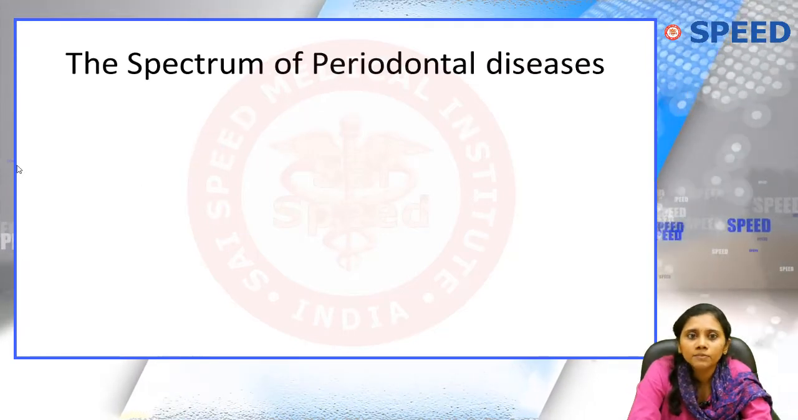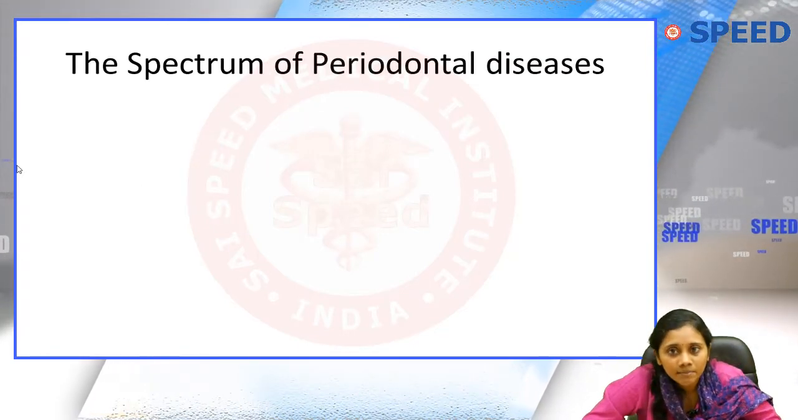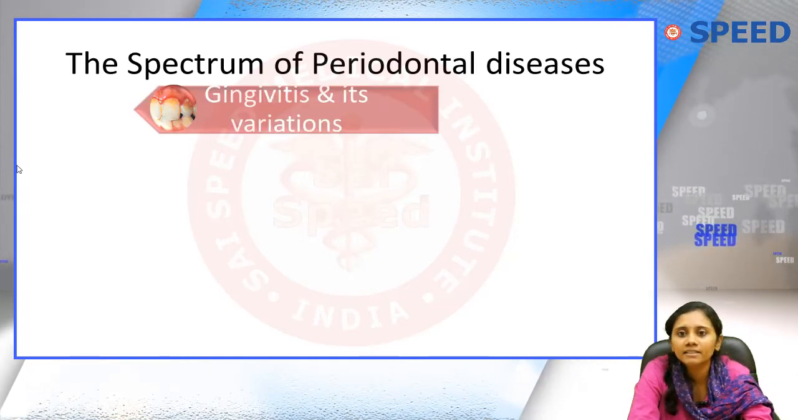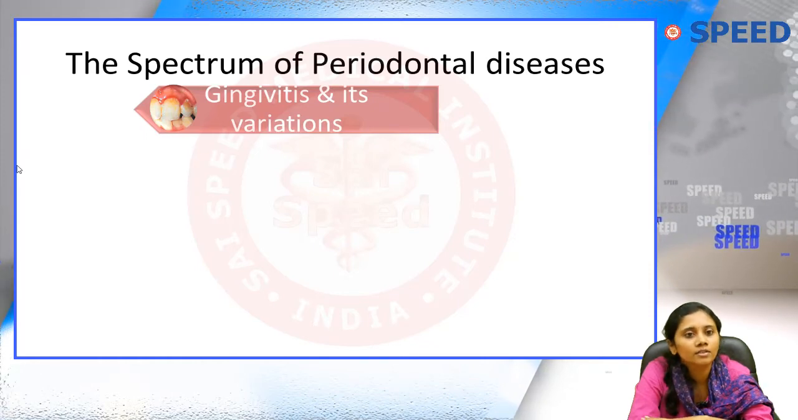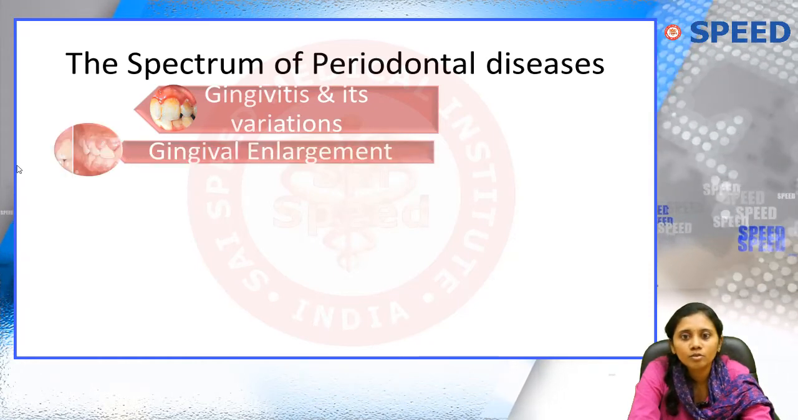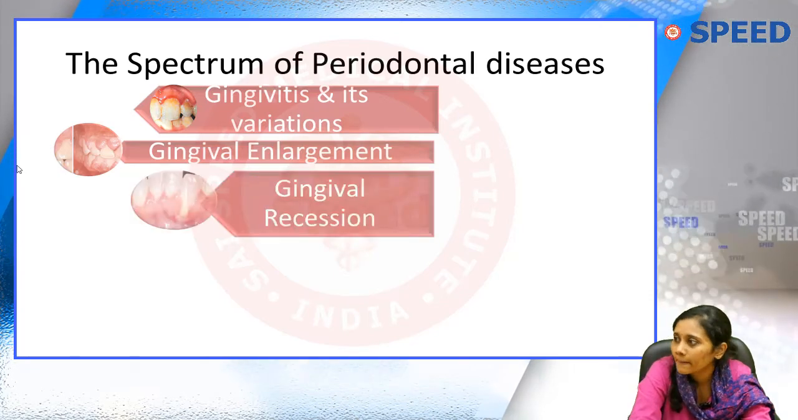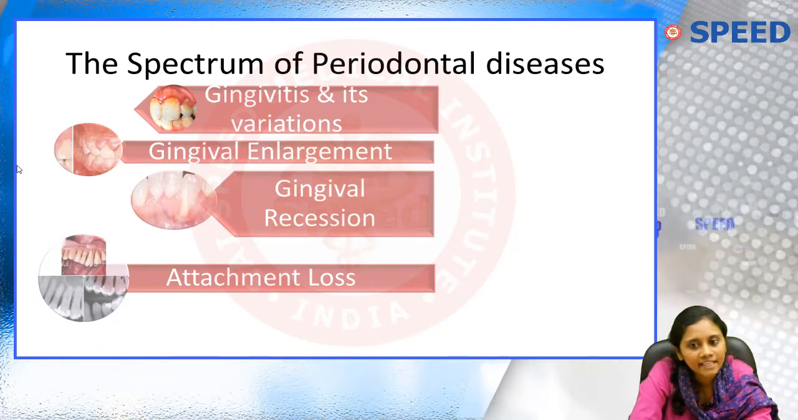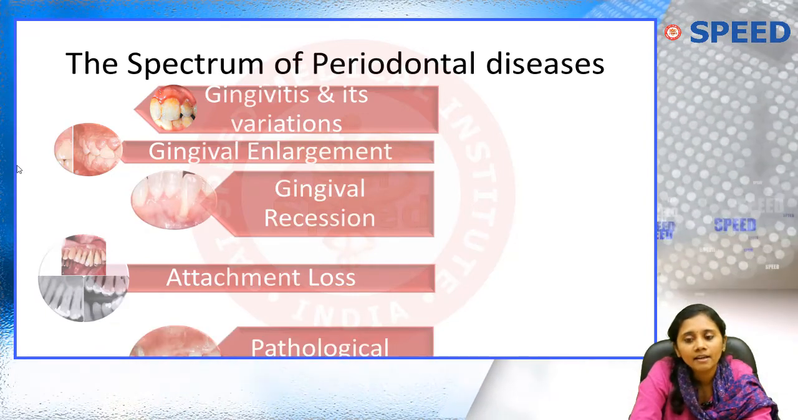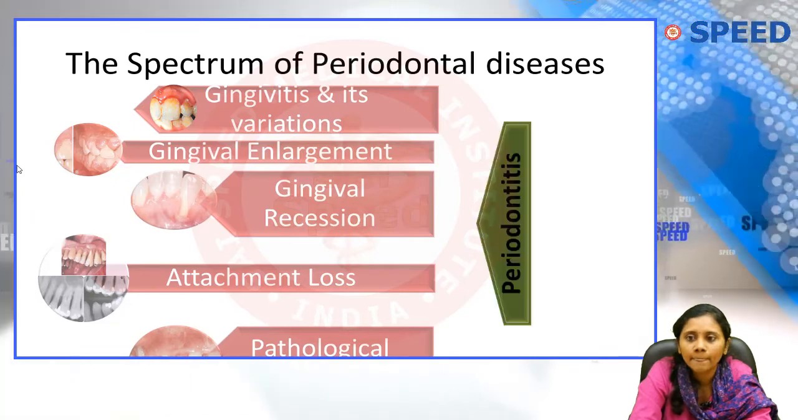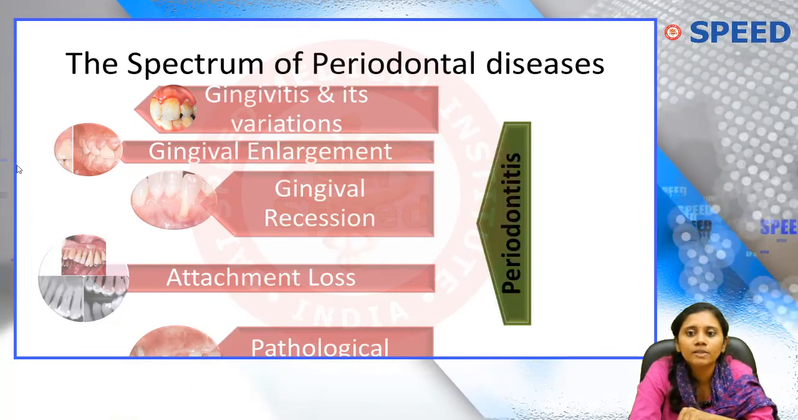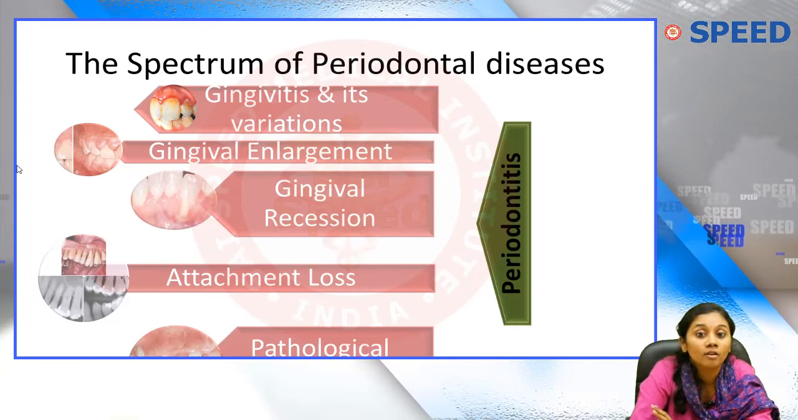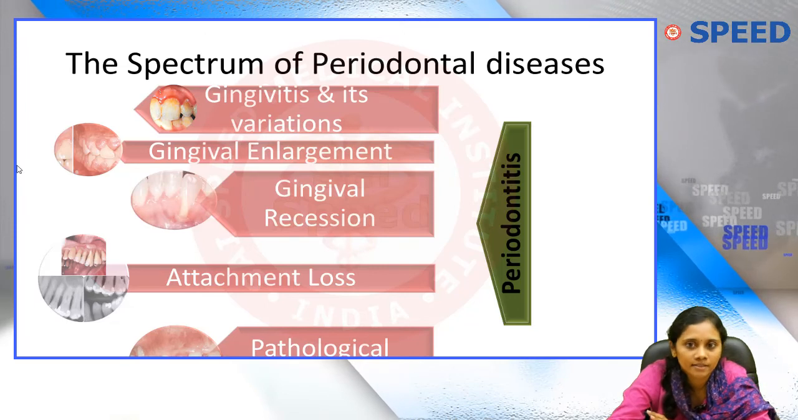So when we come to periodontal diseases, here is a concept that you need to understand. This is all there is to it. 1. Gingivitis and its variations, that includes desquamative gingivitis. 2. Gingival enlargement. 3. Gingival recession. 4. Attachment loss. 5. Pathological migration. And of these, enlargement, recession, attachment loss and pathological migration can all happen in periodontitis.